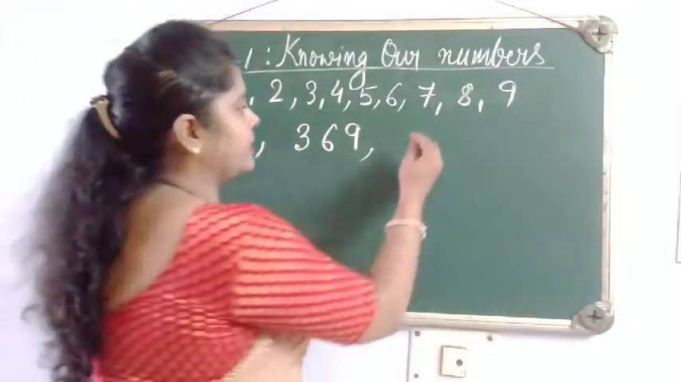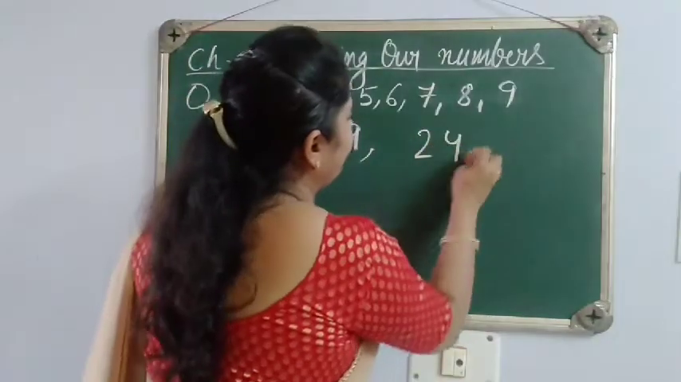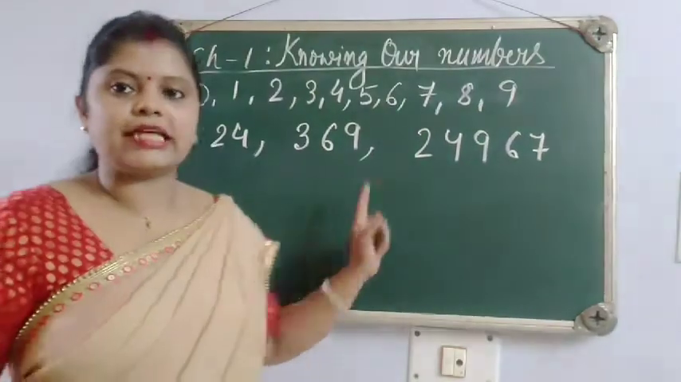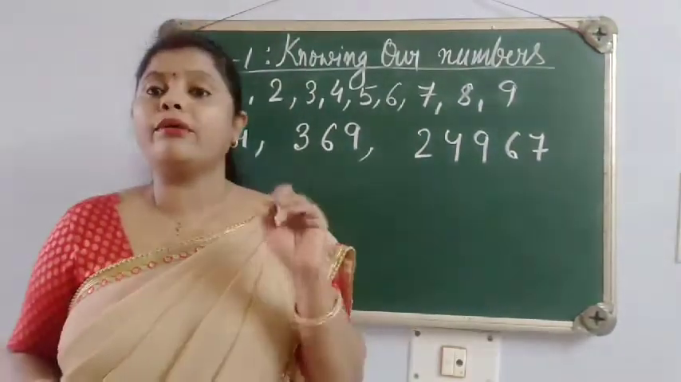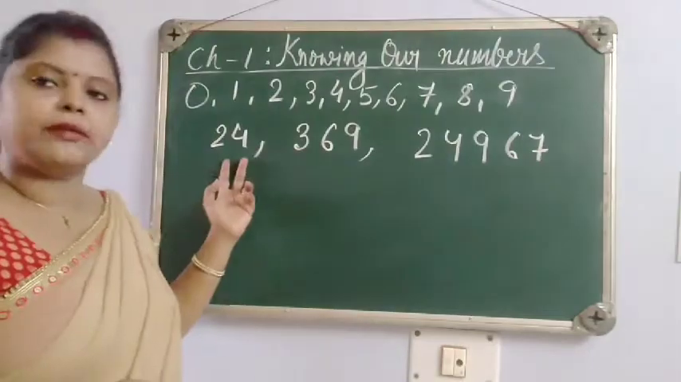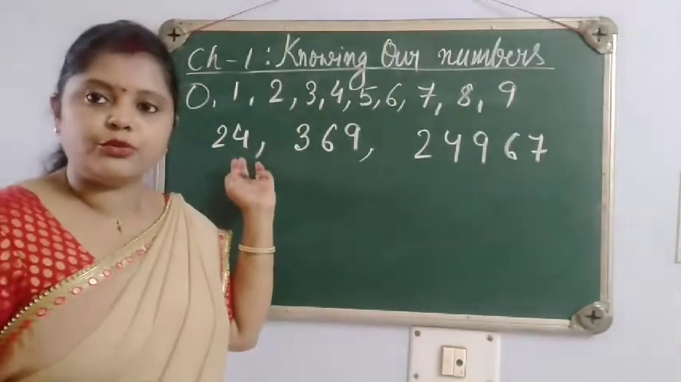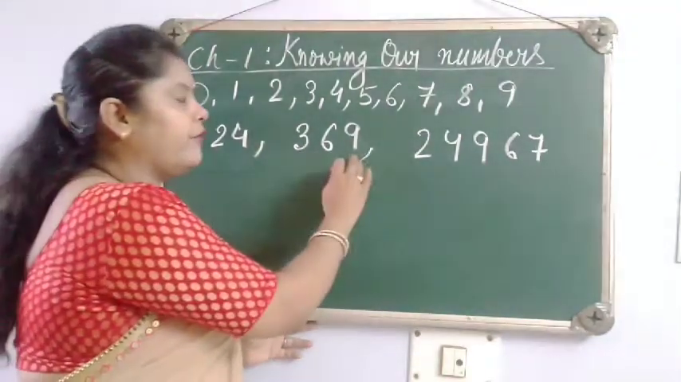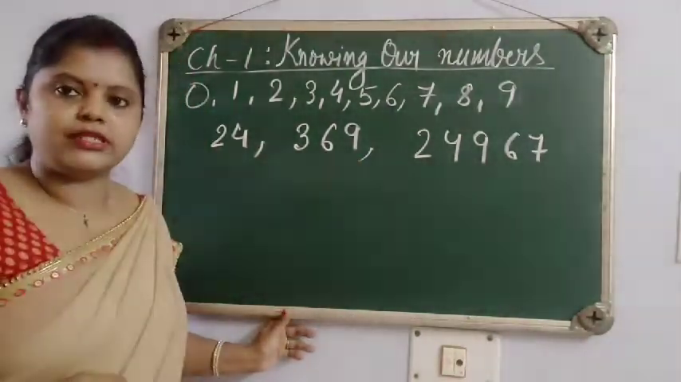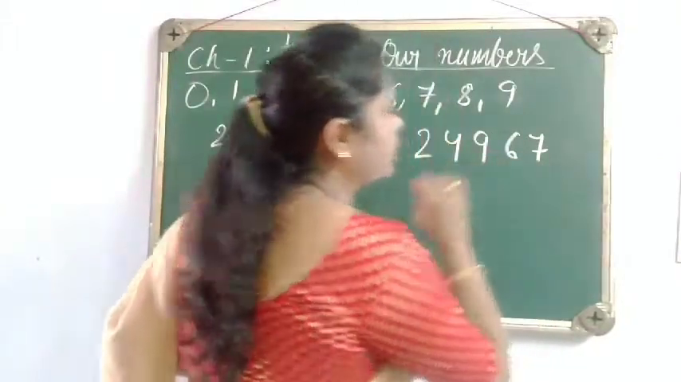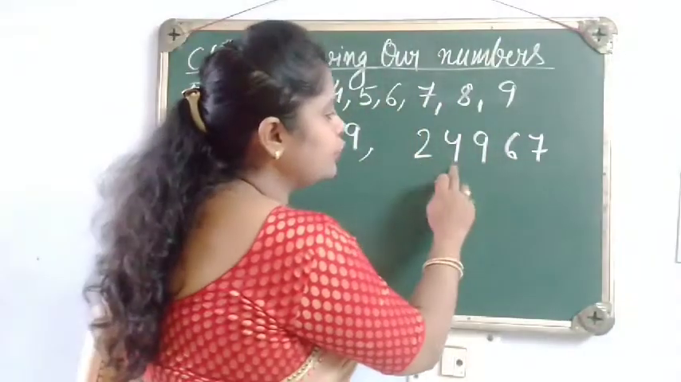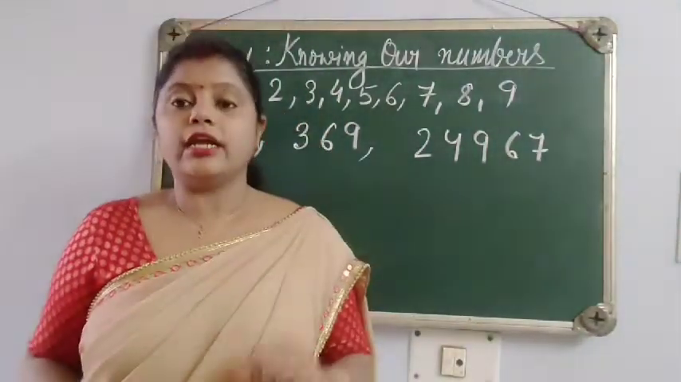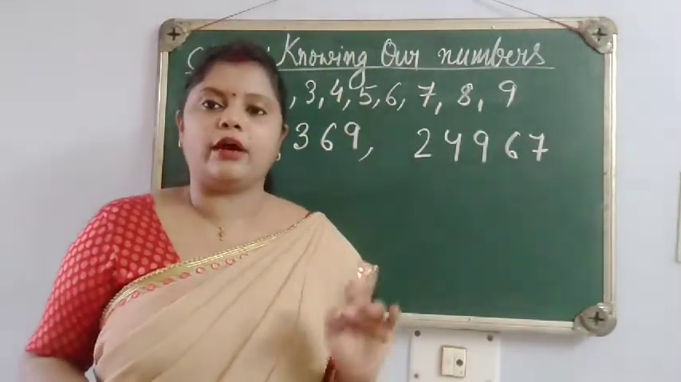I am writing one more example. 2, 4, 9, 6, 7. Now this is a bigger number, because till now we were dealing with small numbers. This was simply a 2-digit number. It was very easy to read out. When it was a 1-digit number, it was really easy. When we wrote a 3-digit number, again it was easy. But when I have written a number which contains 1, 2, 3, 4, 5 digits, when it contains 5 digits, it is really difficult to read out what it is.